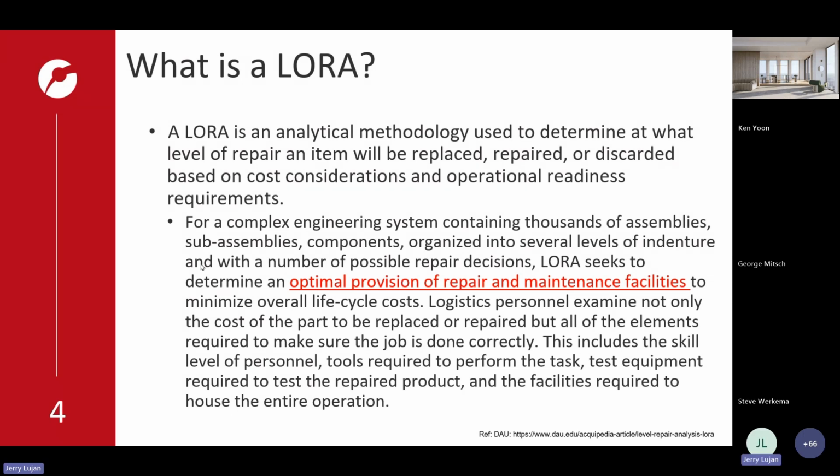So again, there it is, the first bullet. What a LORA is, going over, and we're particularly looking at this cost and operational readiness requirements and its complexity.